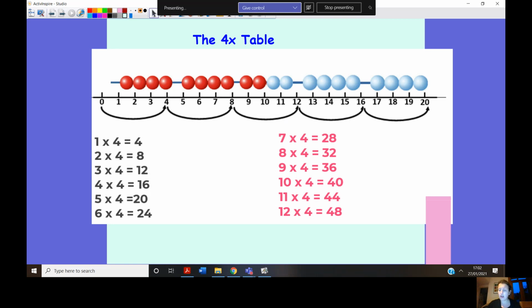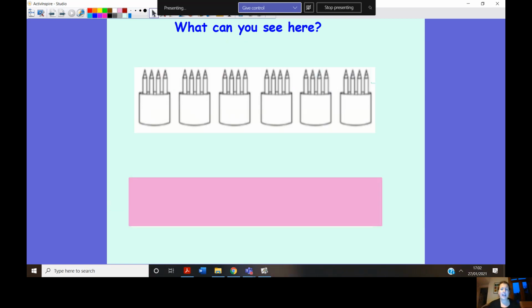Right, moving on. What can we see here? Well, I can see 1, 2, 3, 4, 5, 6 pencil pots. 6 pencil pots. How many pencils do I have in each pencil pot? 1, 2, 3, 4. I have 4 pencils in each pot. I have 6 groups of 4.